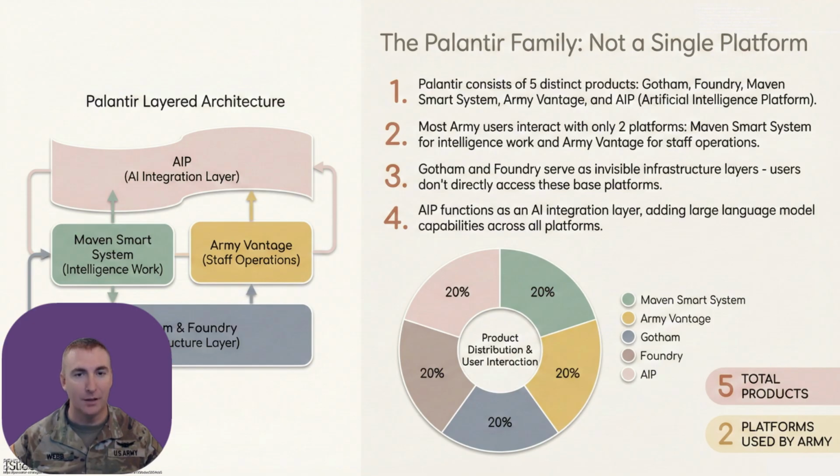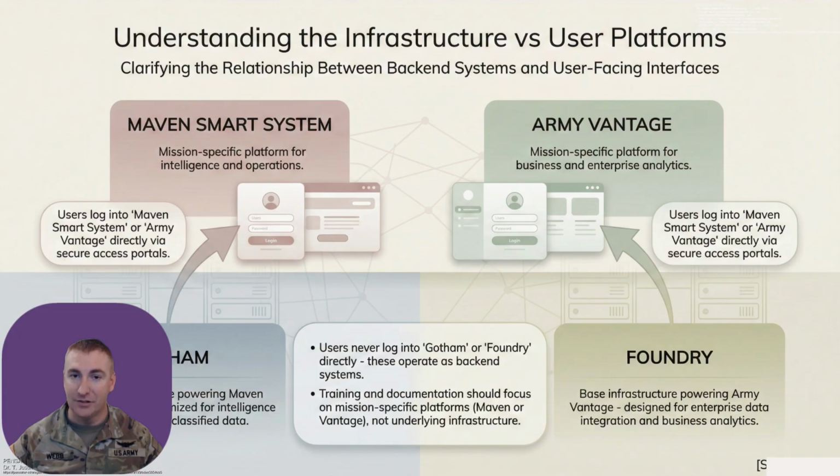Gotham and Foundry serve as invisible infrastructure layers. Users don't directly access these base platforms. They're back-end systems powering the tools you actually use. AIP functions as an AI integration layer, adding large language model capabilities across all platforms. Pay attention to this. 5 total products in the Palantir family, but only 2 platforms most Army users actually interact with. This distinction prevents training failures.